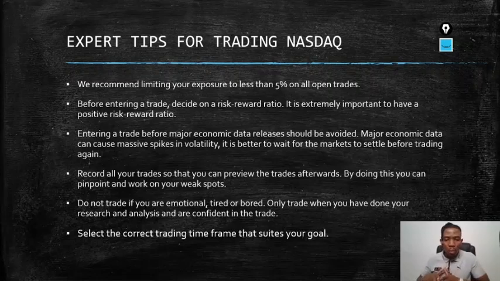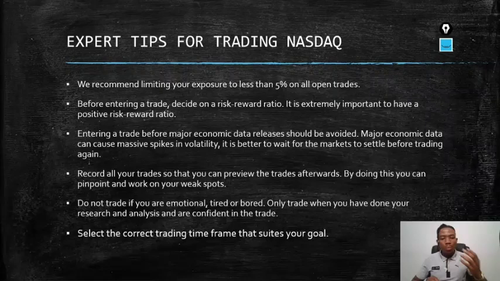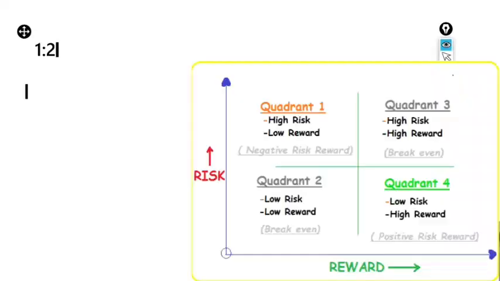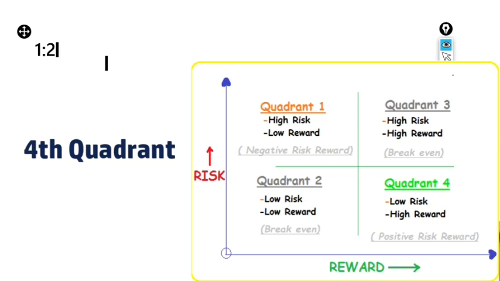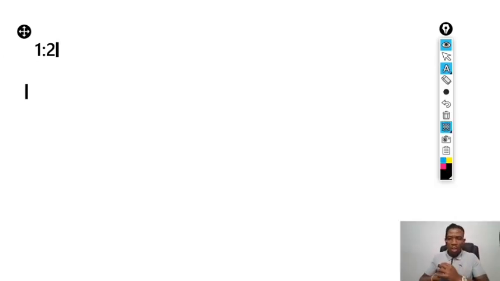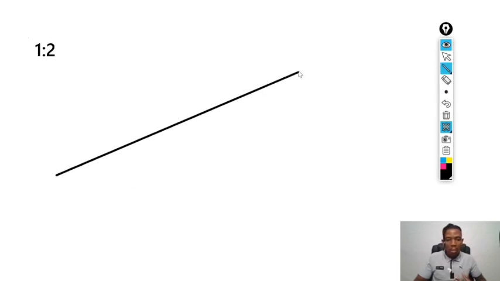Before we enter trades, guys, we recommend that you decide on a risk-reward ratio that is always positive. That will ensure that you always have a positive statistical advantage. So let me show you what I mean by that. Whenever we trade Nasdaq, we have to ensure that we use a risk ratio of 1:2. So why do we want to use this kind of ratio? This ratio means that whenever I take a trade, I am willing to lose 1 to gain an overall of 2. By so doing, it ensures that all my trades will end in a positive manner.